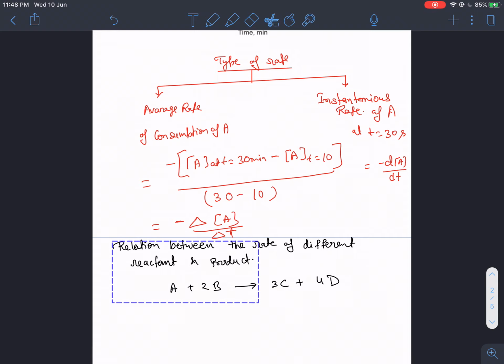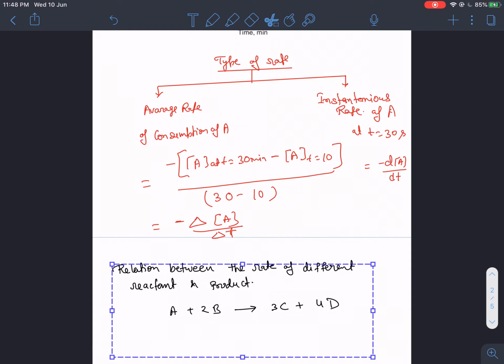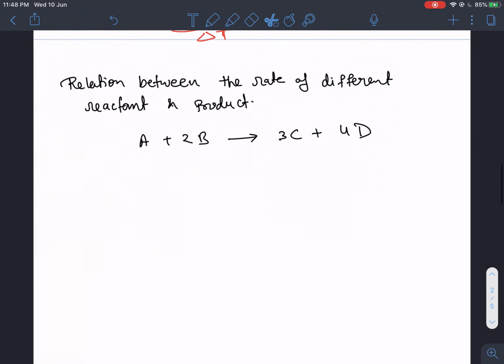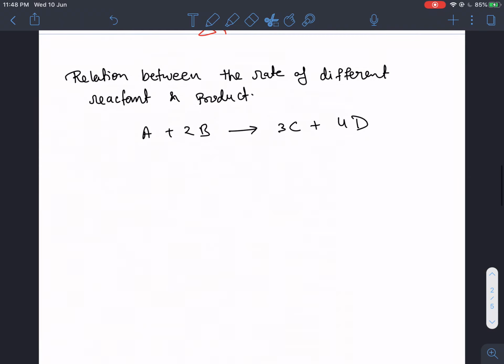Now let's talk about this: suppose the stoichiometric coefficients of the different reactants are different, then will the rate of consumption of A be equal to the rate of consumption of B? So technically, is the rate of A equal to the rate of B? Is the rate of B equal to the rate of C? Is the rate of C equal to the rate of D? That's what we want to know, right? So the relation between the rates of different reactants and products of a reaction.